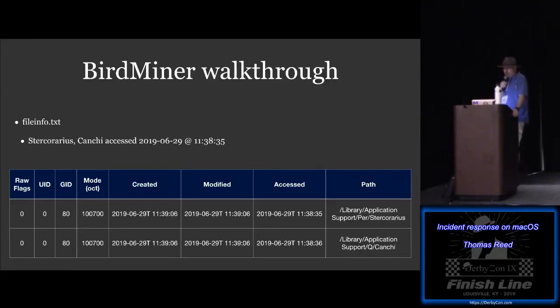We can also see when the VM files, Stercorarius and Kenchi, were created. They were created at 11:38 a.m.